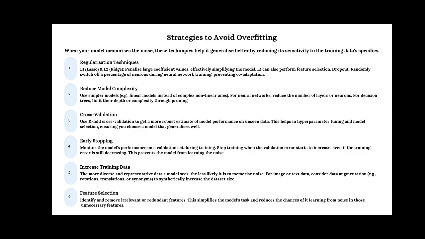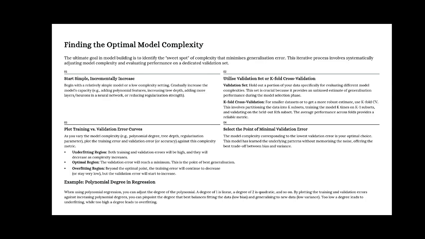Then increasing training data is one of the most effective methods. The more diverse data a model sees, the better it will learn the true pattern. If we can get more data, we can use data augmentation, which creates synthetic data by rotating or translating images, for example, to increase dataset size. Then there is feature selection. In feature selection, we simplify the model by identifying and removing irrelevant or redundant features. This reduces the chances of the model learning from noise. Then finding the optimal model complexity. We have discussed this earlier.